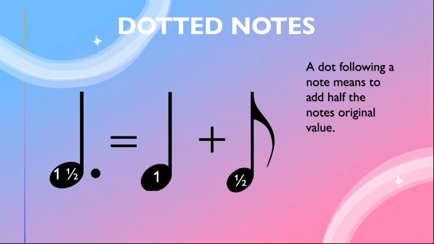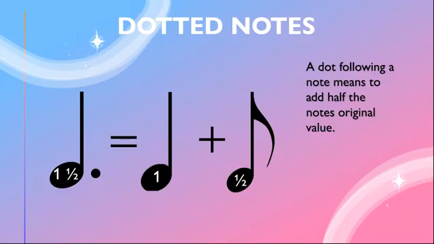So for example, this dot is attached to a quarter note. A quarter note is equal to 1. So what is half of 1? That would be a half, which is an 8th note. So we just add the 2 together. A quarter note plus an 8th note is equal to a dotted quarter.